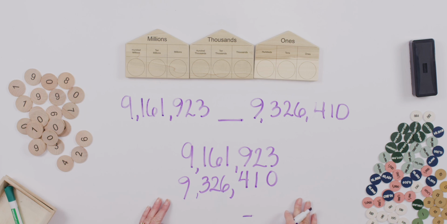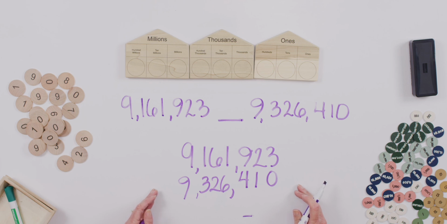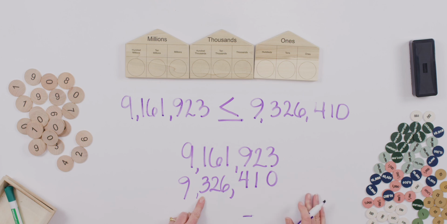So I wonder, by looking at it this way, if it's easier to decipher which one is greater than the other. So it looks like in our millions place, these equal each other. But then I'm going to hop over to my 100,000s place. You noticed it already, I'm sure, but my 3 is greater than my 1. So I have 3 over 300,000 here, but just 100,000 here. So which number is greater? That number would be greater.